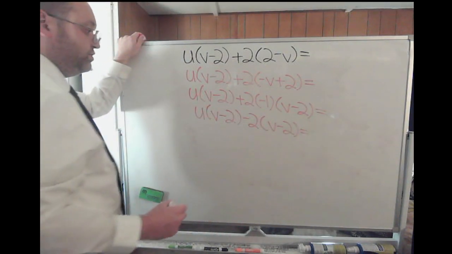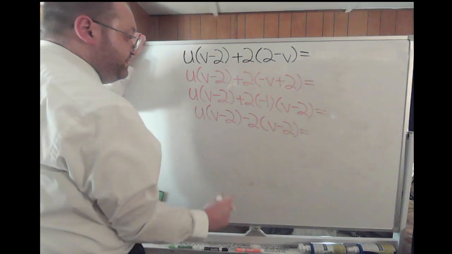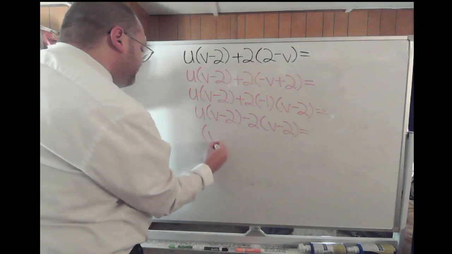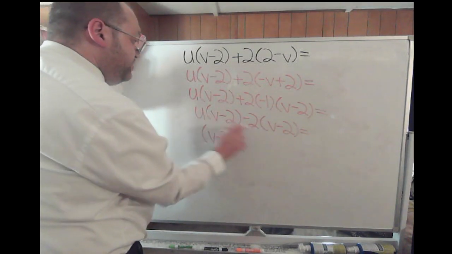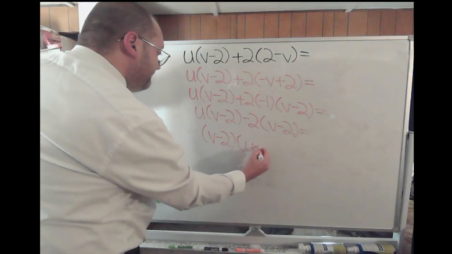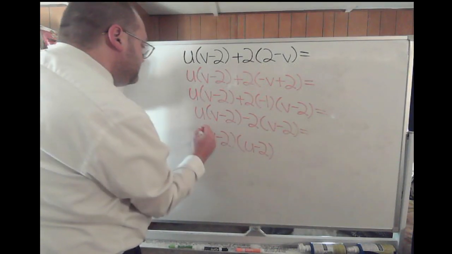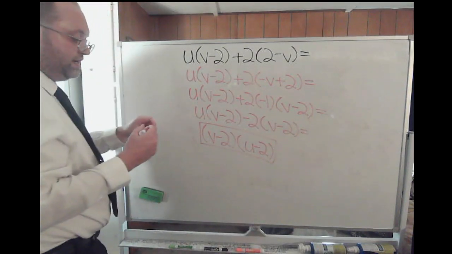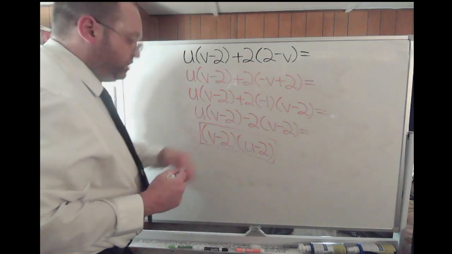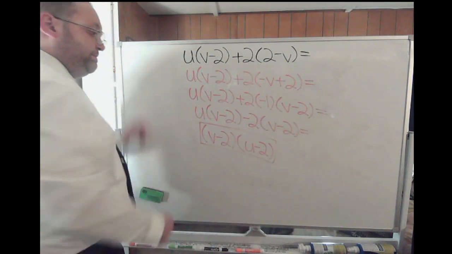Which would give you, now you have common factors of v minus 2. We'll go ahead and factor those out. That'll leave you with your other factor of u minus 2. So you'll end up having factors of the quantity of v minus 2 times the quantity of u minus 2.